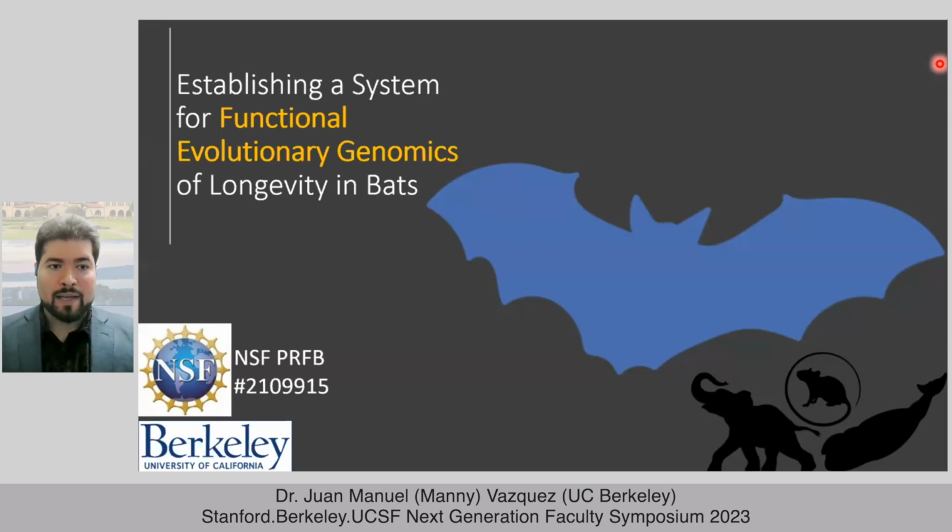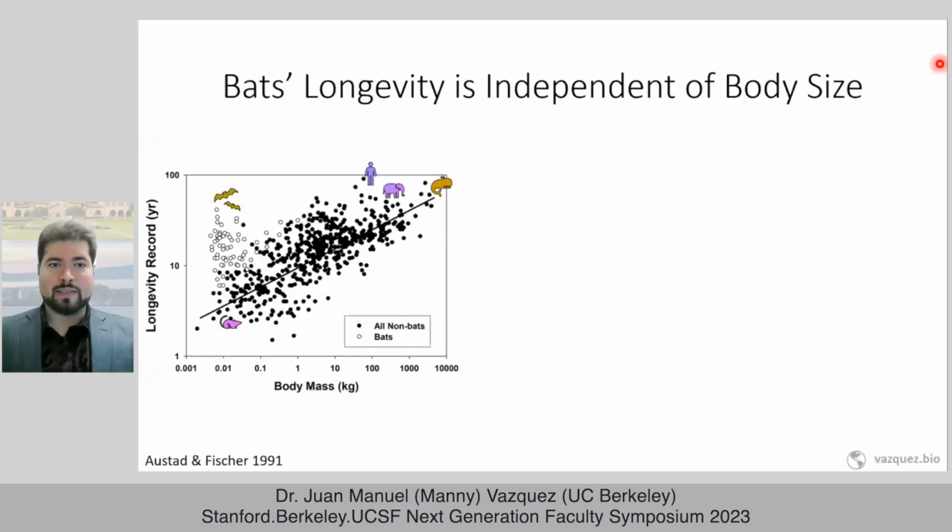And the reason I chose bats to start is for a number of reasons, not only because they're really cool flying mammals, but there's a lot of bats. Bats are 20% of all mammal species that we know of.